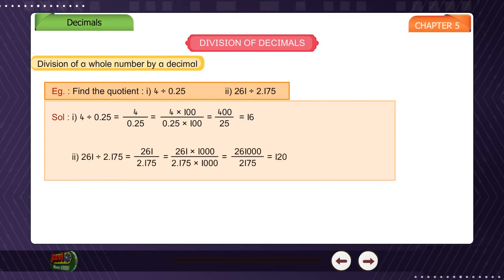2. 261 divided by 2.175 is equal to 261 by 2.175, is equal to 261 into 1000 by 2.175 into 1000, is equal to 261,000 by 2175, is equal to 120.